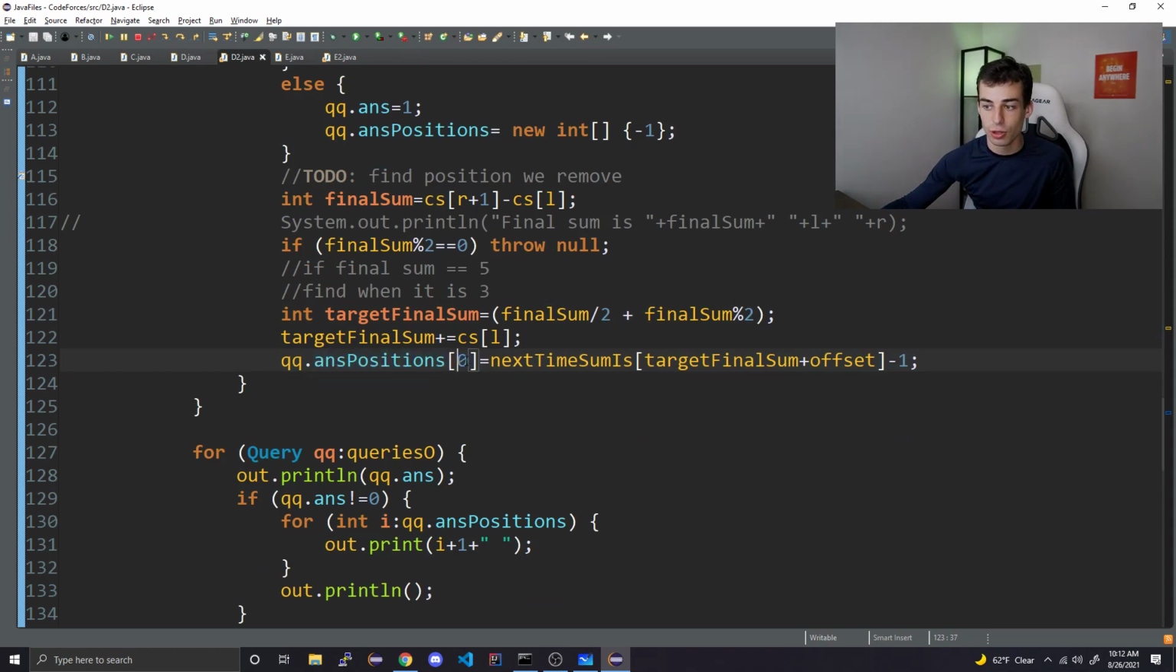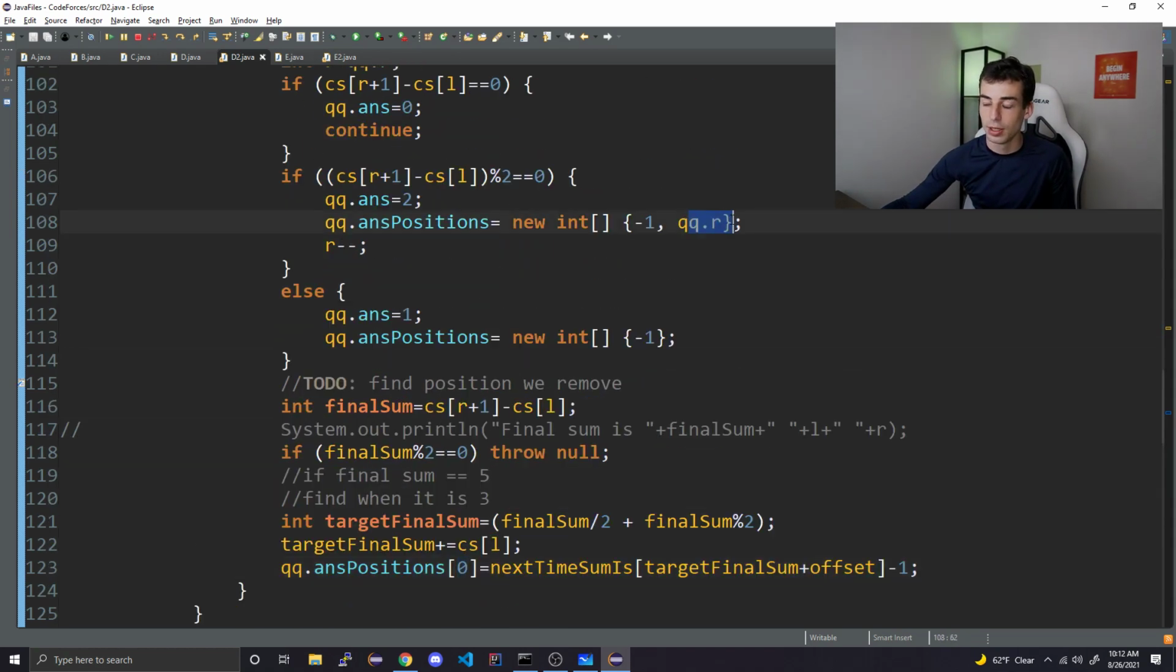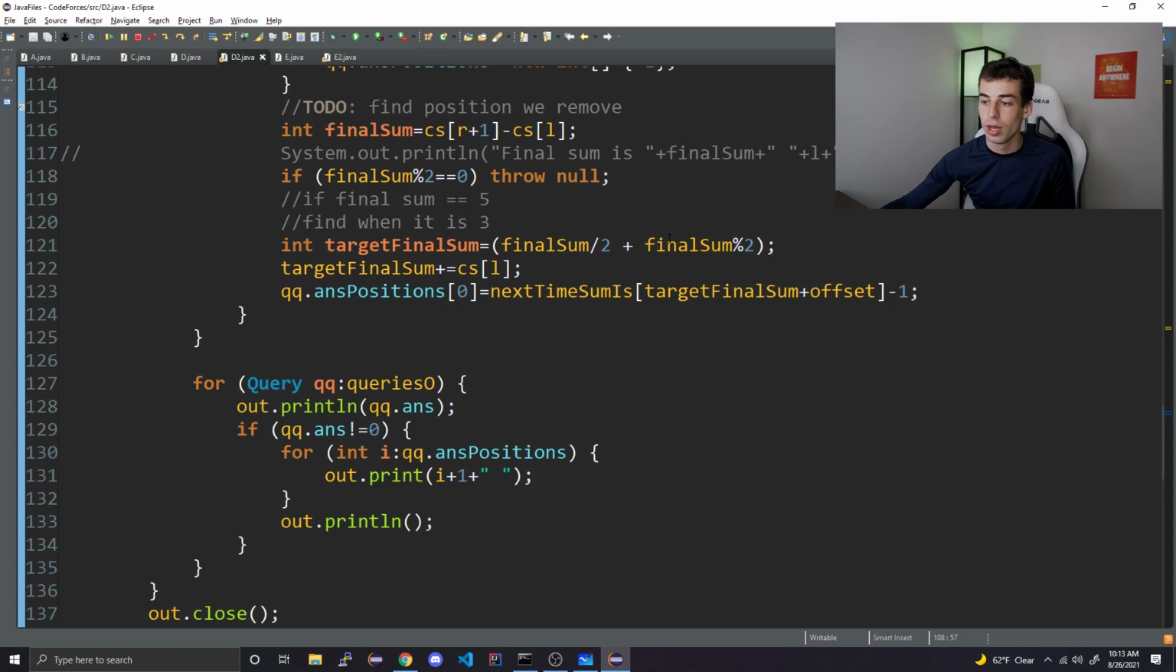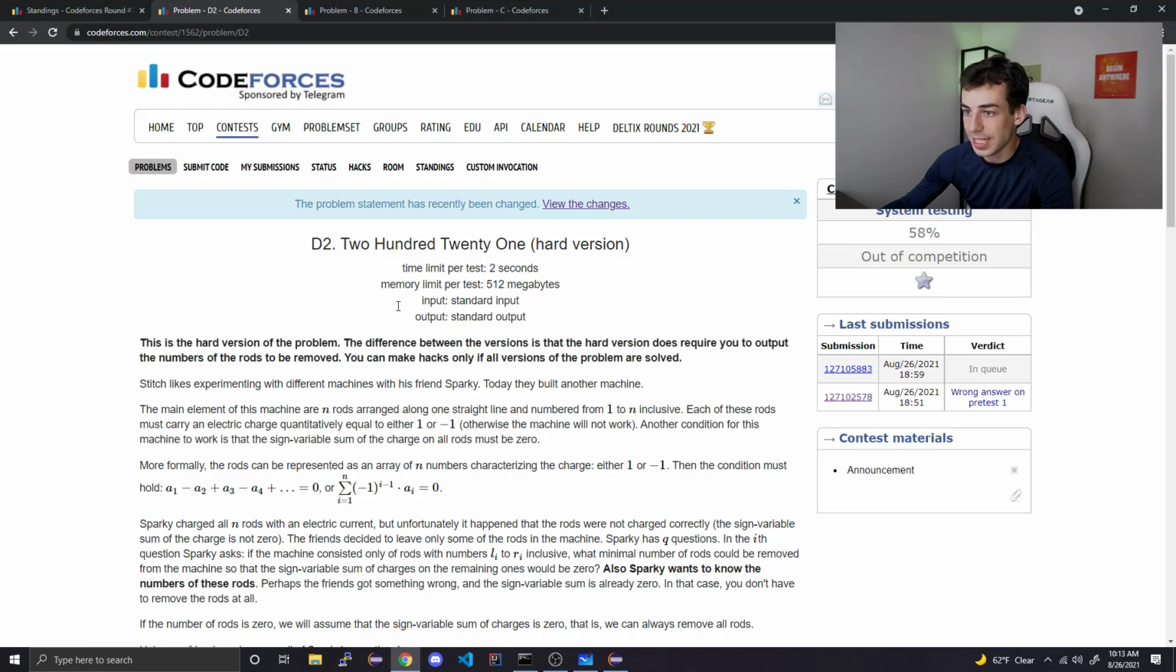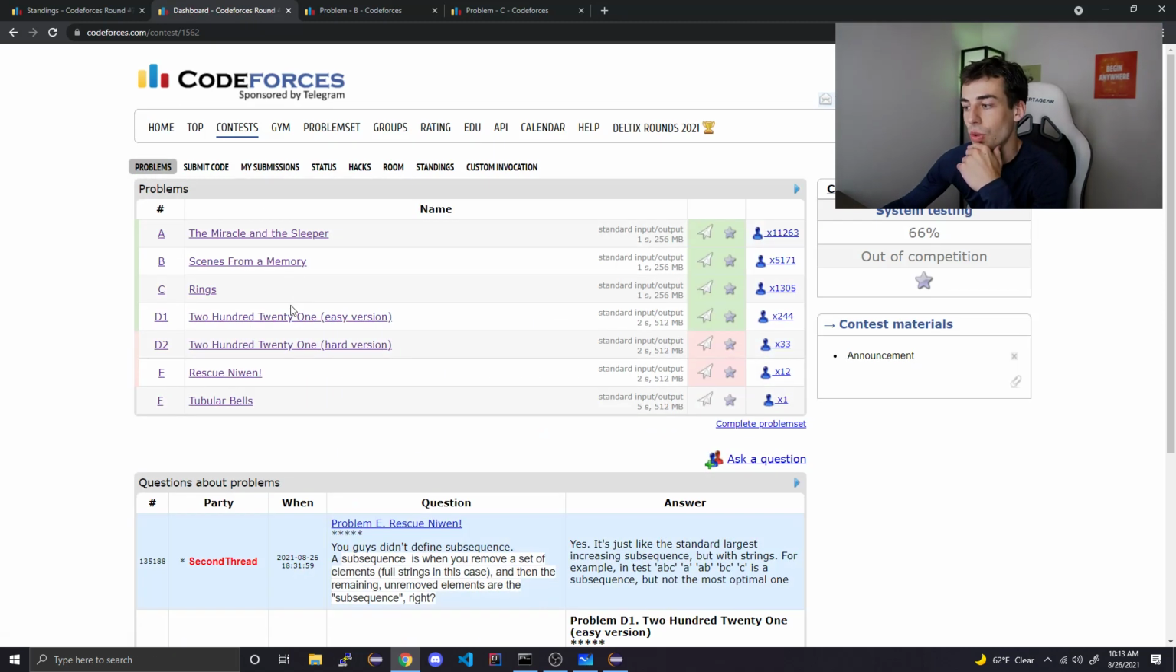And that is the first number that I remove. The second number might be the last element in the range. And finally, I print the answer at the end. Awesome. So that is problem D. Cool.